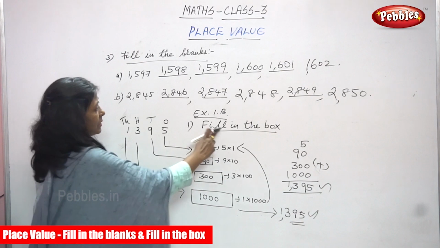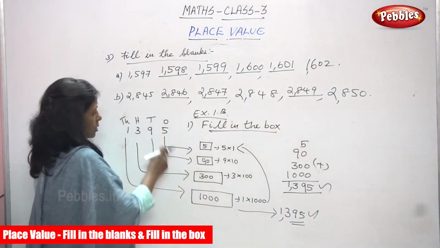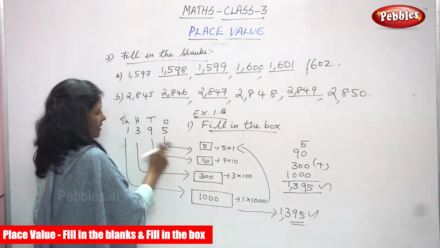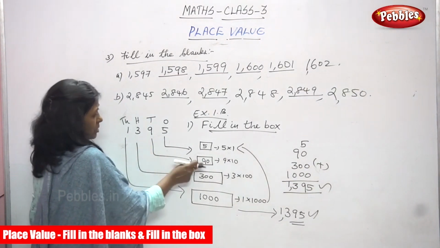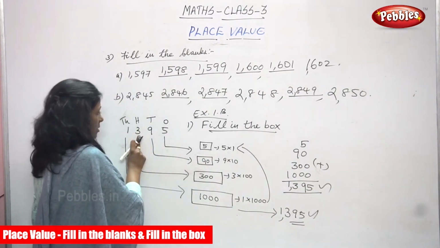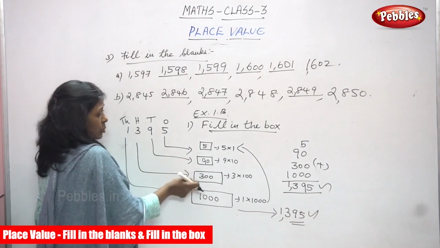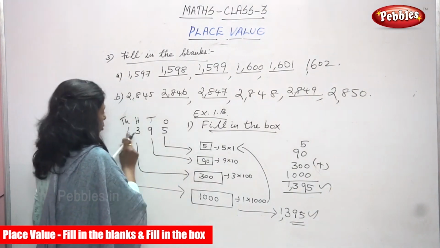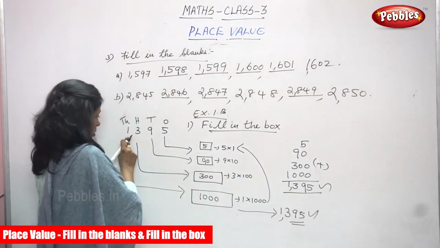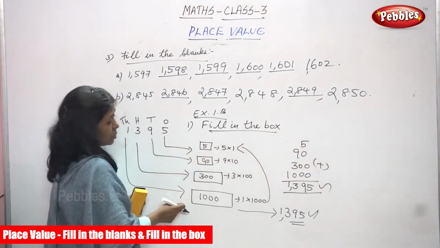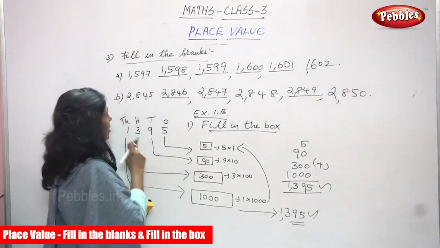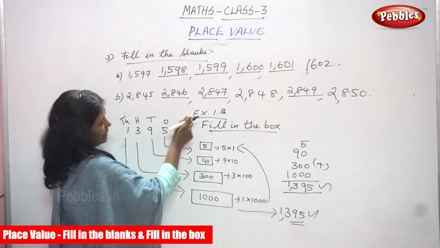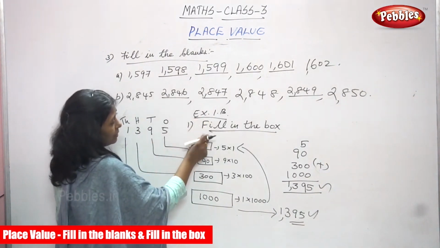Okay, so fill in the box. Ones place 5, and tens place 90, that is 9 tens. Hundreds place 3, that is what I've written in the box, 300. And thousands place 1, that is 1000. I'll repeat once again: 1395. This is exercise 1.B, fill in the box.